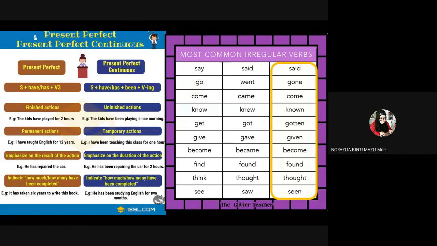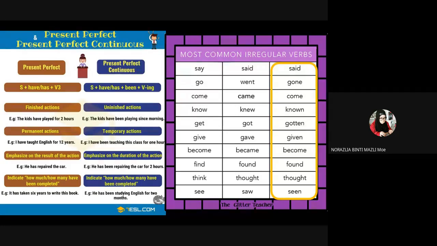Okay, second, permanent actions. For example, I have taught English for 12 years. Permanent ya, saya telah mengajar English ni untuk 12 tahun. Kalau teacher kata, I have taught English for 3 years. Macam tu. This would be my 4th year. Macam tu. Okay, emphasize on the results of the action. Dia nak tekankan kepada result of the action. For example, he has repaired the car. Macam kita tanya, dia dah repair ke belum? Kita kata, he has repaired the car. Emphasize on the results of the action.